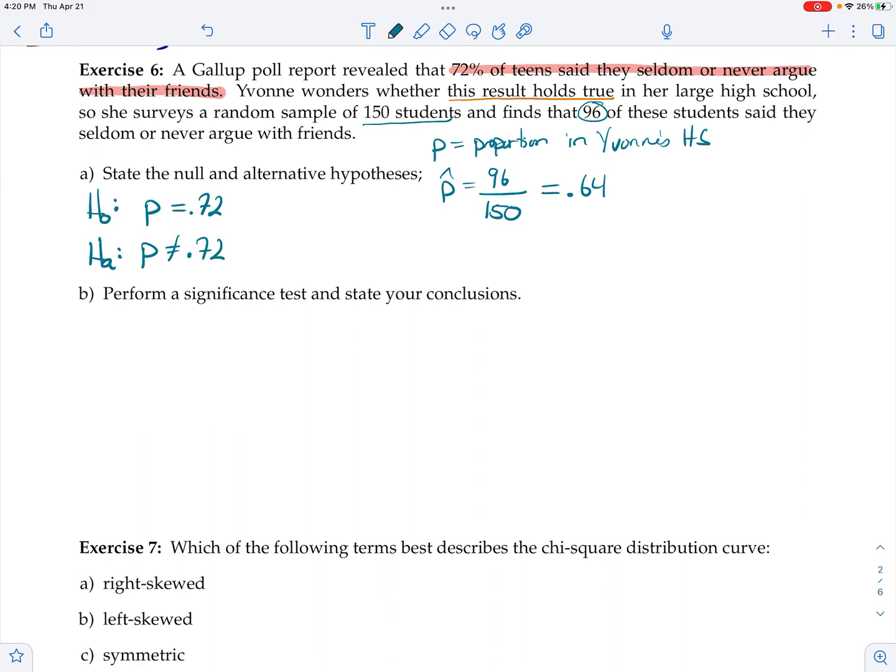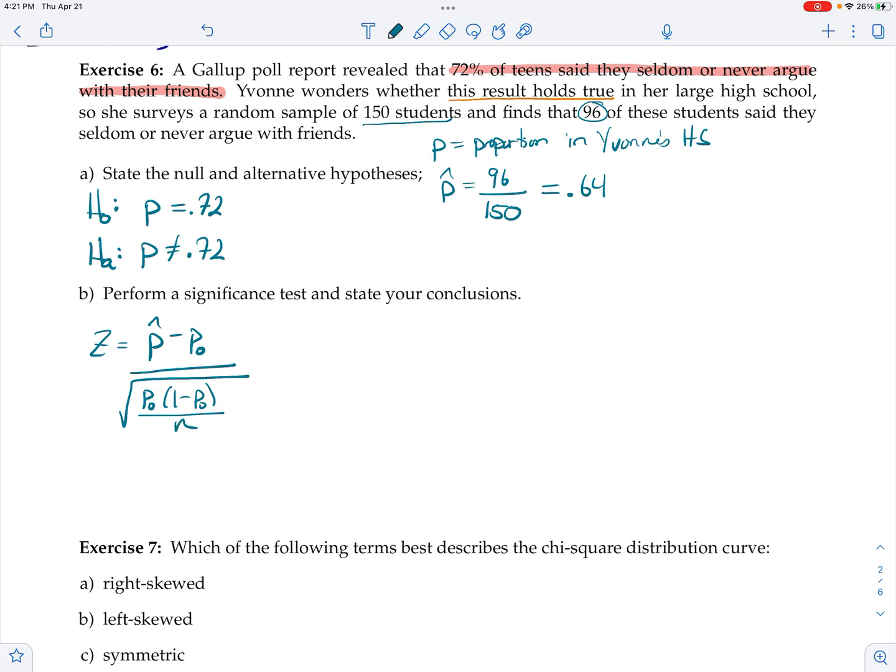Now we're asked to perform a significance test in part B and state the conclusion. So we begin always by computing our test statistic. Let me remind you of the formula. The formula for the test statistic with proportions is p hat minus p naught, where p naught is the null hypothesis value, that's just your 0.72, divided by the square root of p naught times 1 minus p naught all over n.